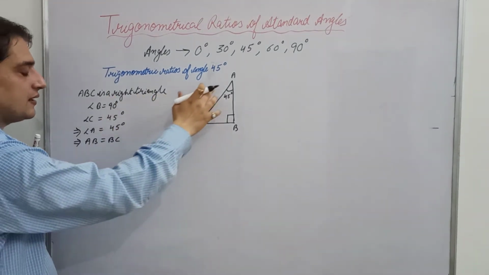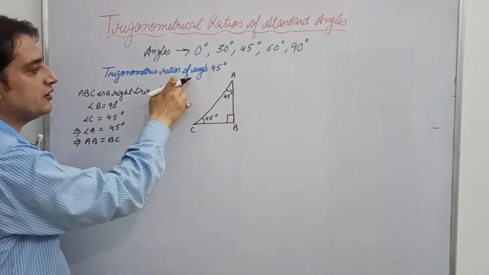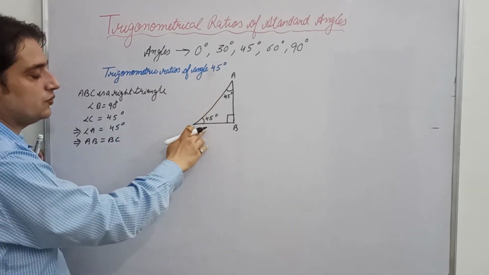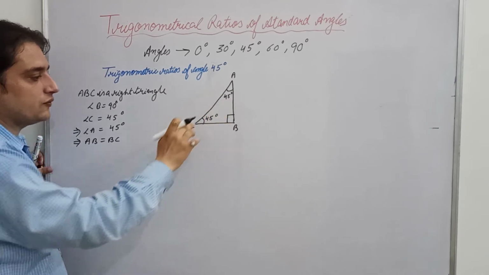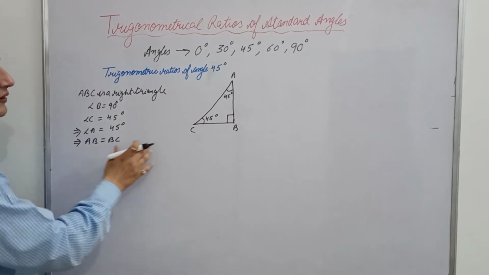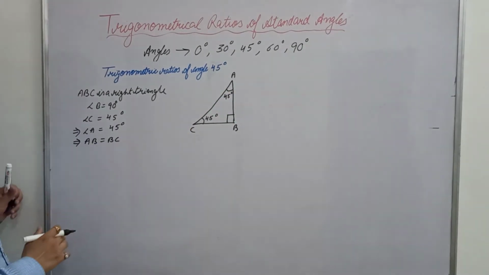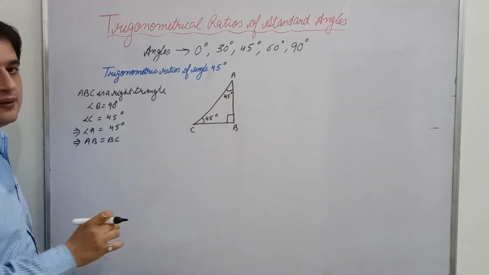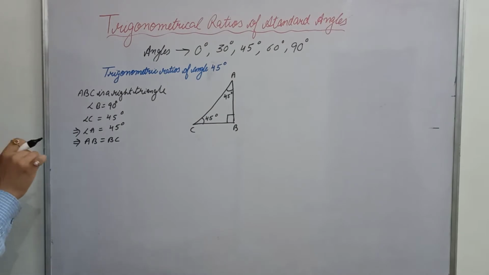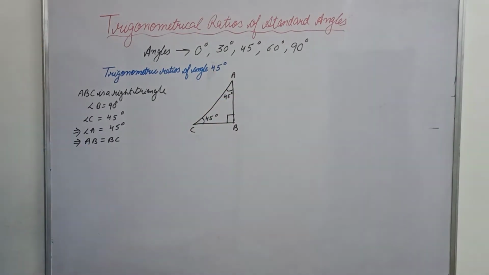Here we are considering a right angle triangle. Because we are defining trigonometric ratios for angle 45 degree, I am taking one acute angle as 45 degree and the remaining acute angle is also 45 degree. And when these two angles are equal, the sides are also equal. So AB is equal to BC. Thus this triangle is a right angle triangle, but it is also an isosceles triangle.